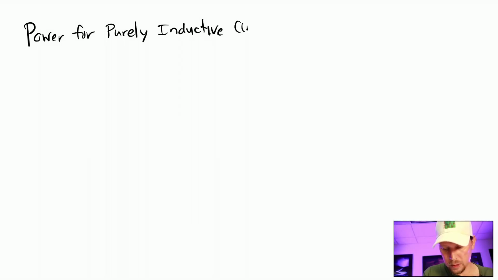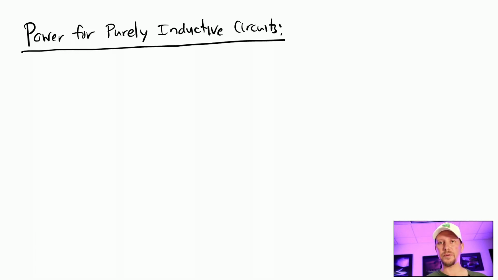We now want to switch gears slightly and take a look at the power for purely inductive circuits. And we want to be able to go back to those instantaneous power equations and make a few observations regarding this. The first thing that we really want to take a look at is when it comes to a purely inductive circuit, how are the voltage and the current related to one another in terms of their phase shifts? And we're actually going to make a general observation about this.